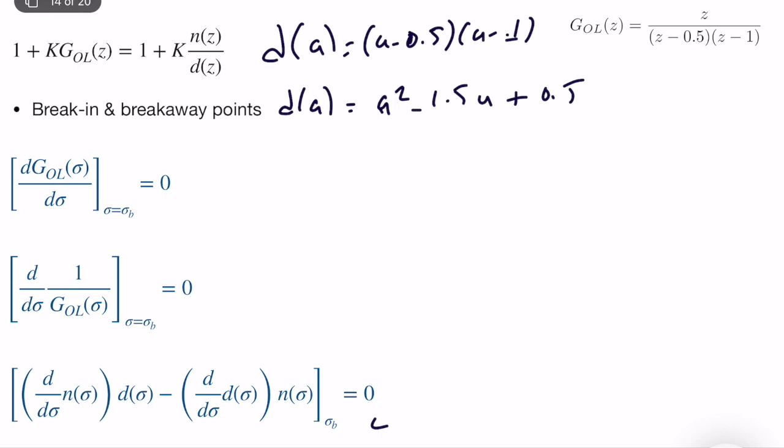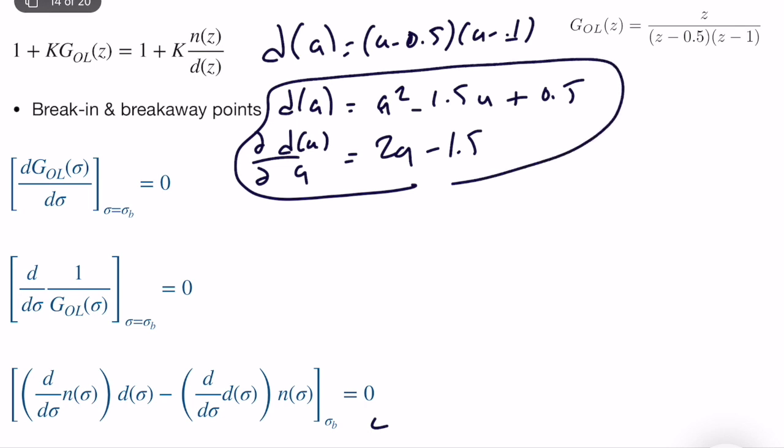I know that. So I also need to compute the derivative of dA with respect to a. Okay, take the derivative of this. This is equal to 2a minus 1.5. So I need both of them in order to compute the breakaway points. Okay, good. I have two equations.